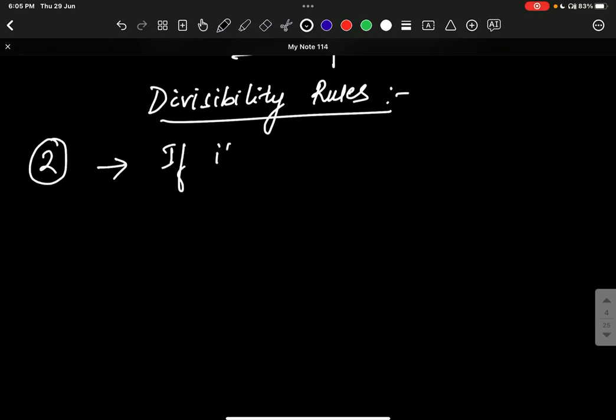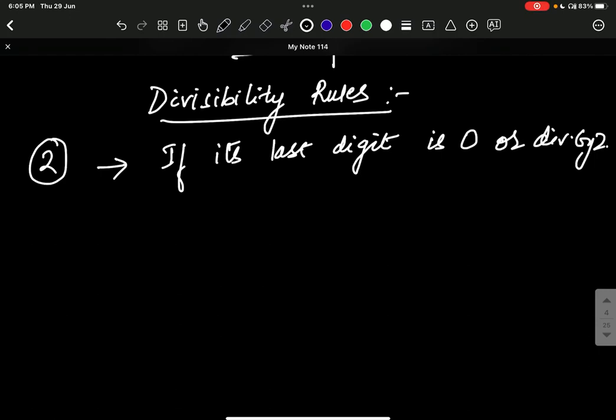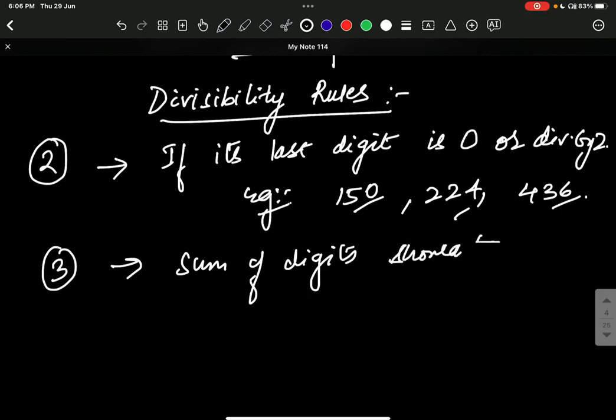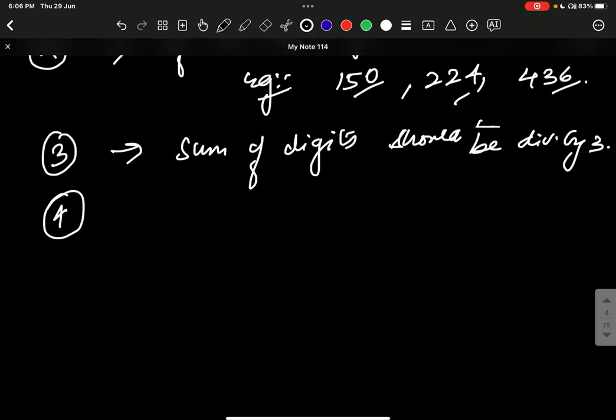You have to check if its last digit, that is the unit digit, is 0 or divisible by 2, then definitely it is divisible by 2. For example, it could be 150, 224, or 436. You can check it by the last digit. Then for 3, you must be knowing that we have to sum the digits. The sum of the digits should be divisible by 3, right?